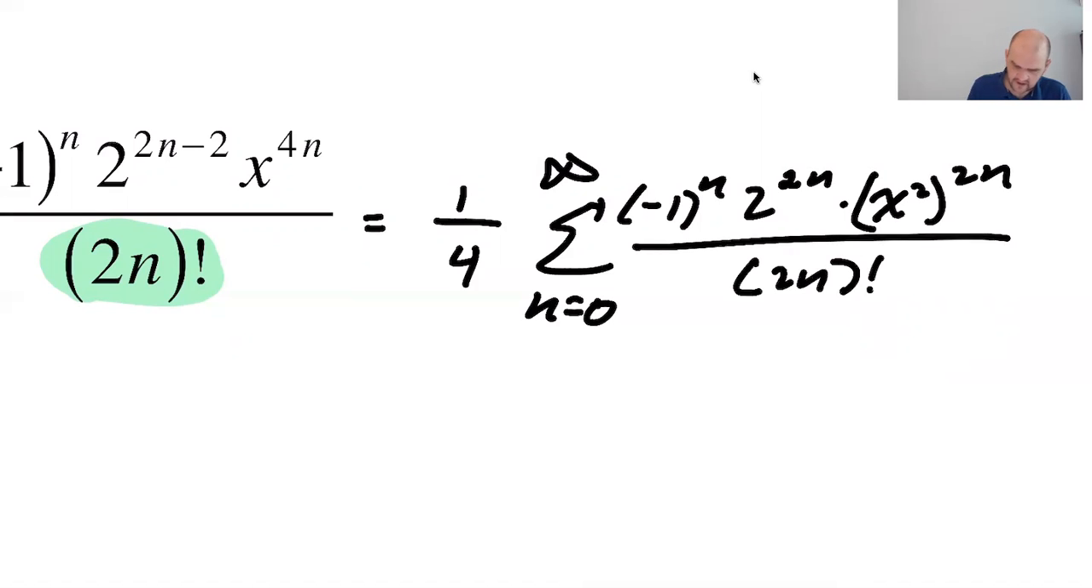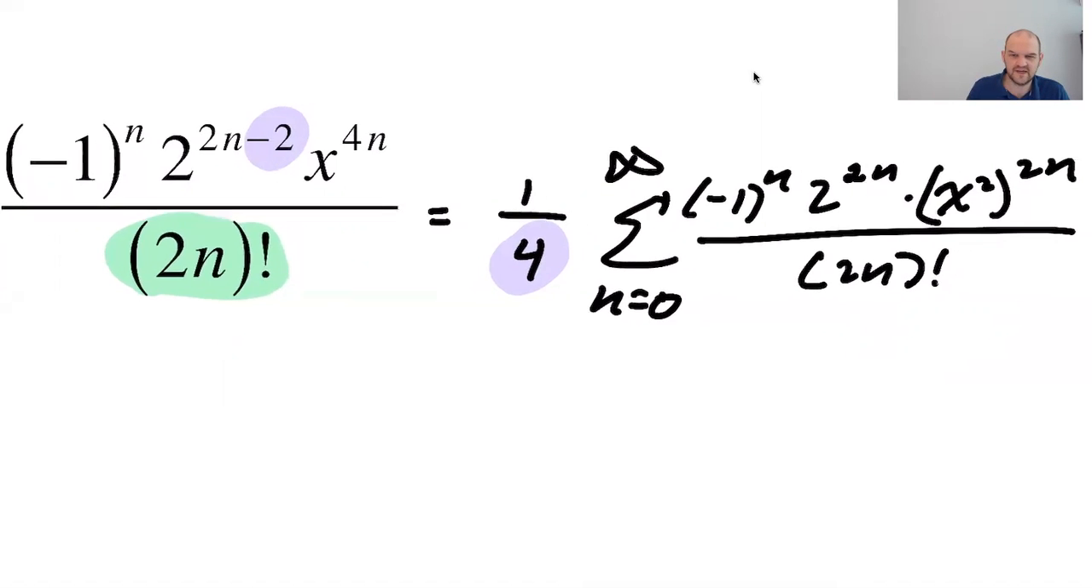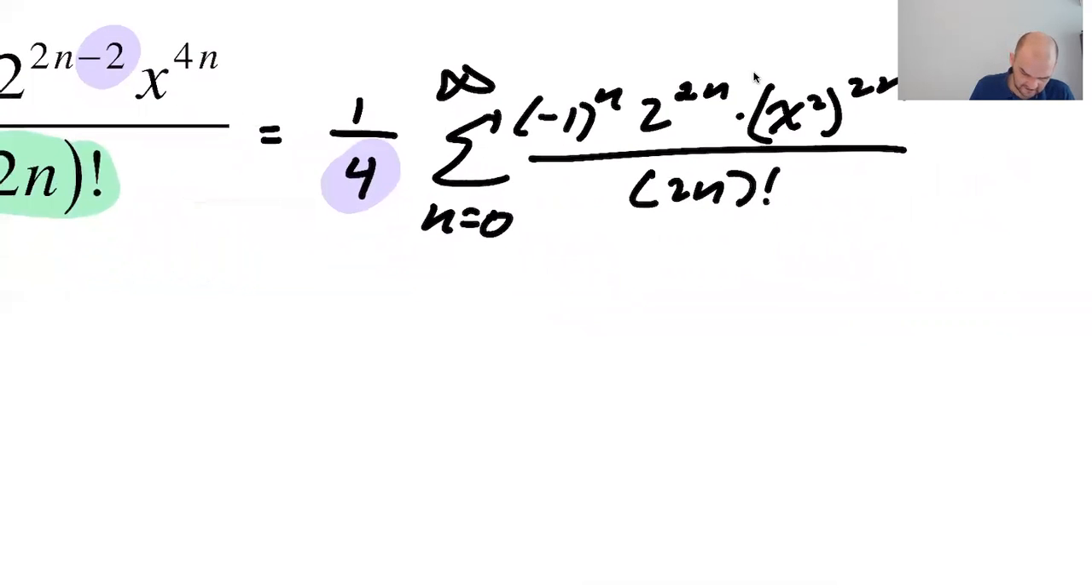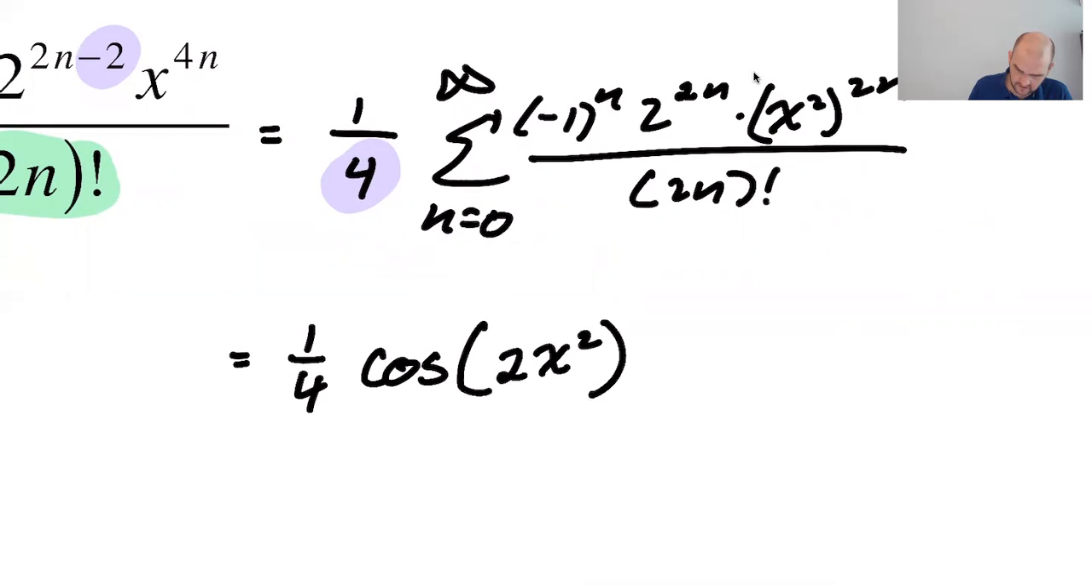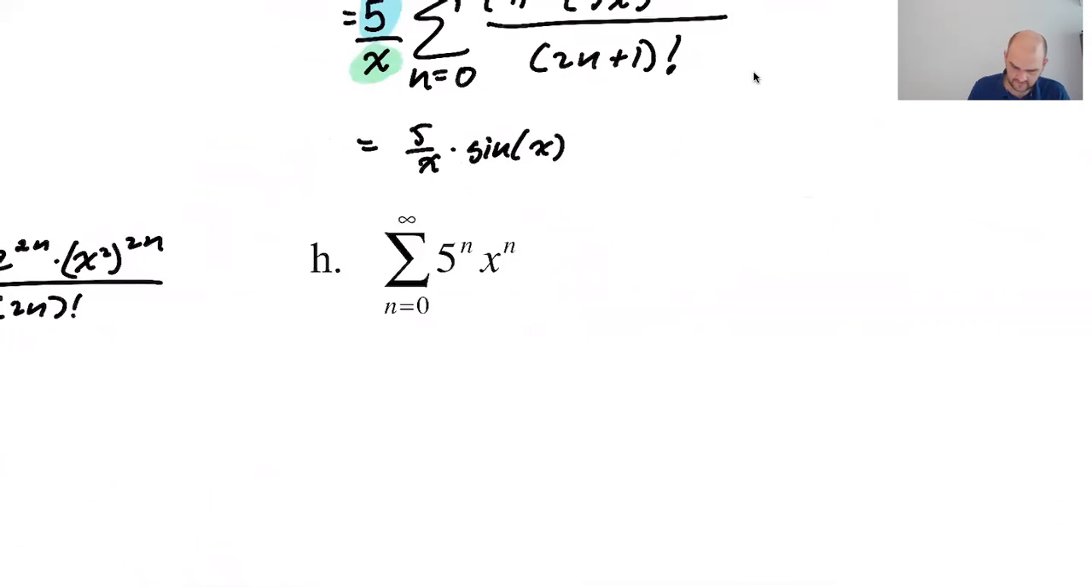2n factorial. So this 4 is from 2 to the negative second, right? So I factored out 2 to the negative second. That's 1 over 2 squared. That's 1/4. That's where that came from. And then I'm going to combine everything at this point and get, this is cosine of 2x squared. All right, looking good.